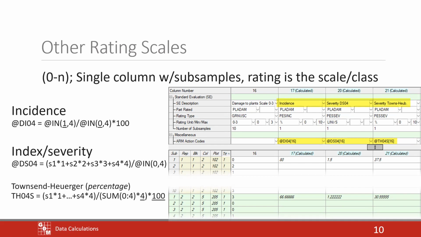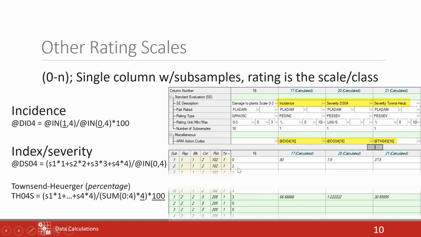The other thing we can do here, and my example shows using subsamples. So instead of having the count of how many were in category 1, how many were in category 2, you can simply have one assessment column. In my case, I've got 10 subsamples, and the value itself is the scale or the class that that sample fits into. So doing, I guess in my case, it's damage to plants. So I'm looking at the first plant I need to rate, and it's a 0. No damage at all, perfect.